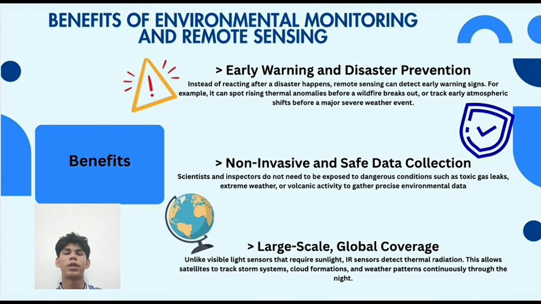Now, we'll talk about the benefits of environmental monitoring and remote sensing. First, remote sensing serves as our global early detection system, shifting our strategy from reacting after a disaster happens to predicting it before it strikes. By identifying subtle anomalies, such as rising thermal hotspots before a wildfire breaks out or tracking early atmospheric shifts before severe weather events, this technology buys us invaluable time in emergencies. This extra time translates directly into saved lives and protected communities.